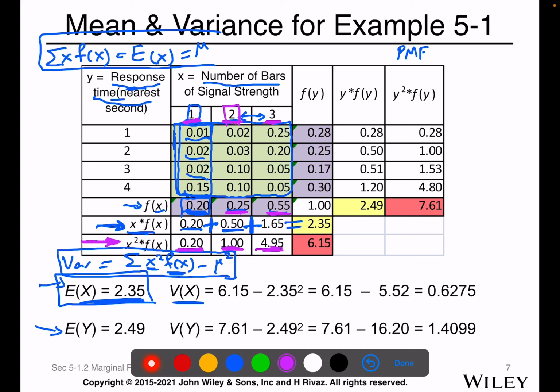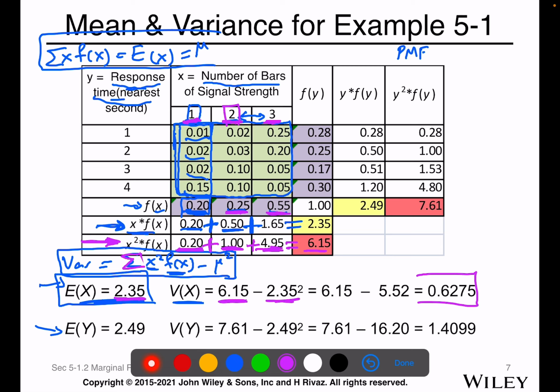And we add up these numbers, because remember the definition of variance is sigma, right? So we add up these 3 numbers and we get 6, right? So variance is going to be 6.15 minus mean to the power 2. And the mean is 2.35. So this is the variance.